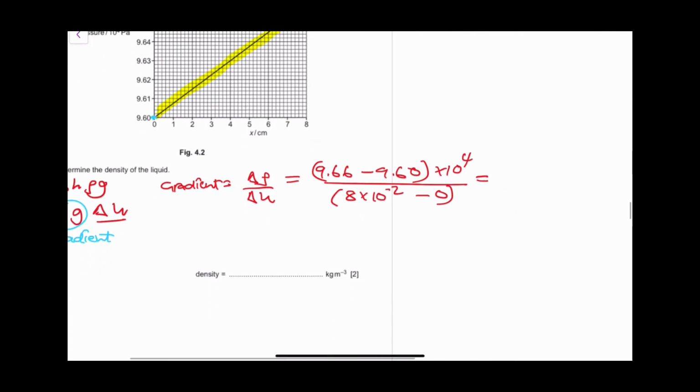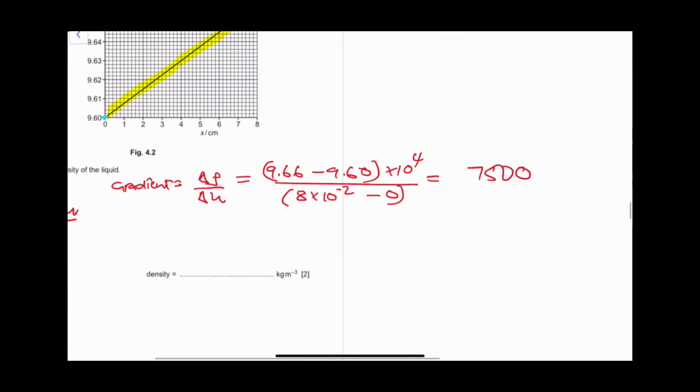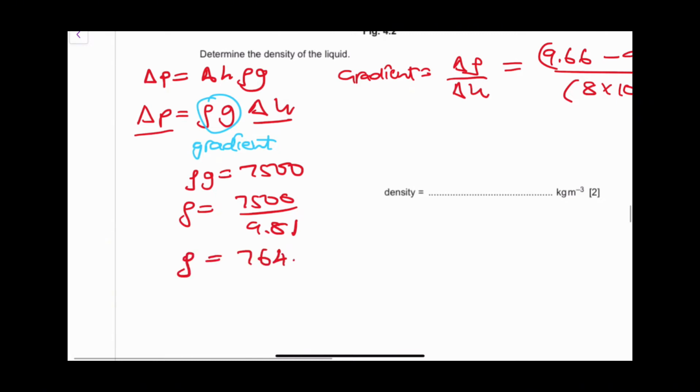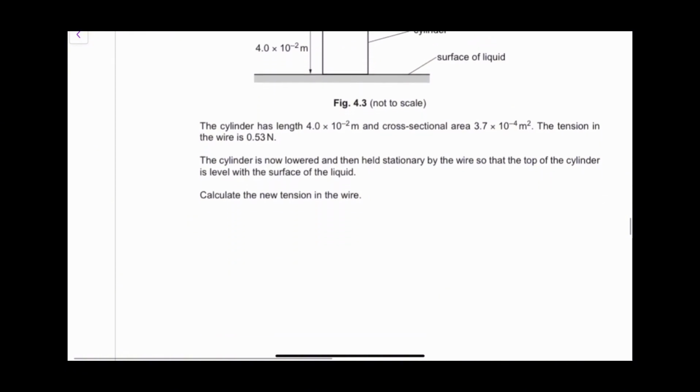So that gives me a total gradient of about 7,500, right? So rho g actually represents 7,500. So rho g is equivalent to 7,500, and my value of rho will be 7,500 divided by 9.81. So rho will be 764.522, which is about 765. So 765 is basically my density of the liquid that I want. If you want to put it very accurately, you can say it's about 7.7 times 10 to the power of 2. So it depends on how you want to phrase your answer.